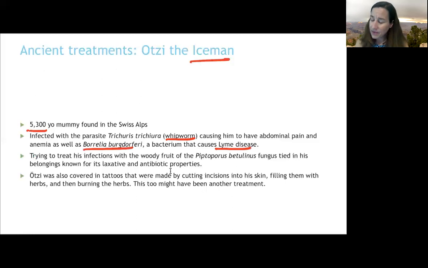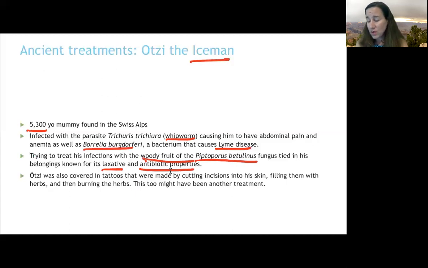Well, when they went through his clothes and the items on his person, they found that he had these woody fruits on him, and there was a fungus that lived in this fruit. The fungus had antibiotic properties and it was also a laxative. So if you have a belly full of worms and you're eating something that's a laxative, that's going to help you pass those out. So he's trying to treat himself, to self-medicate using that fruit with the fungus on it.